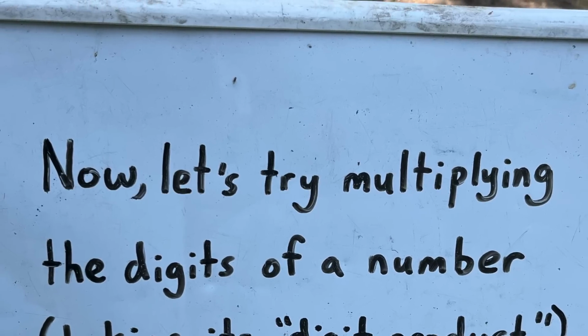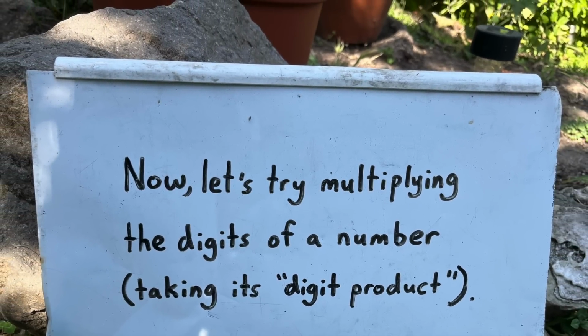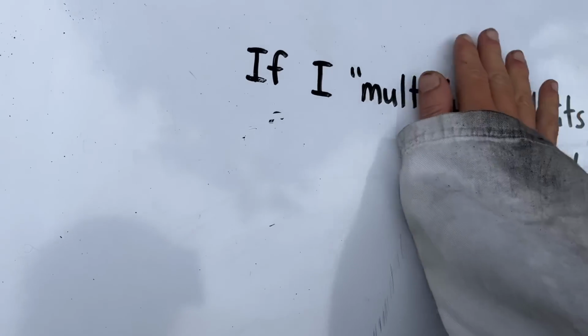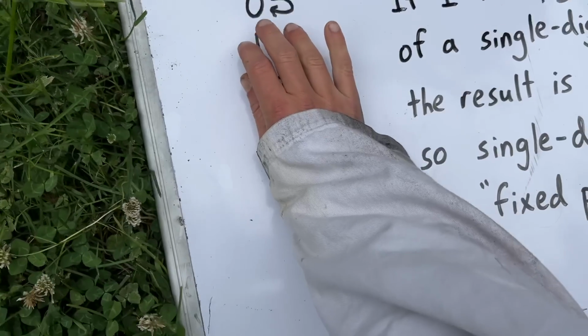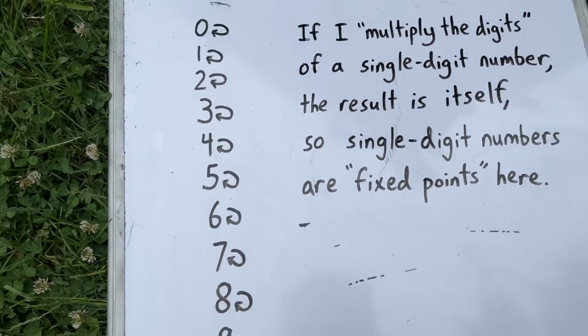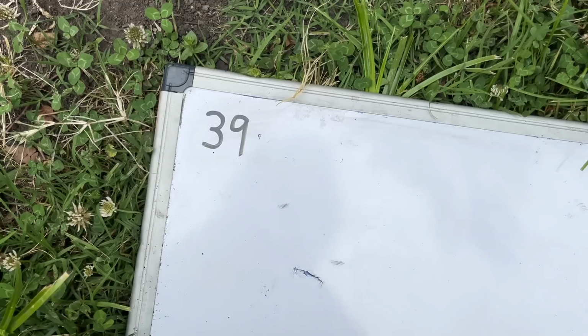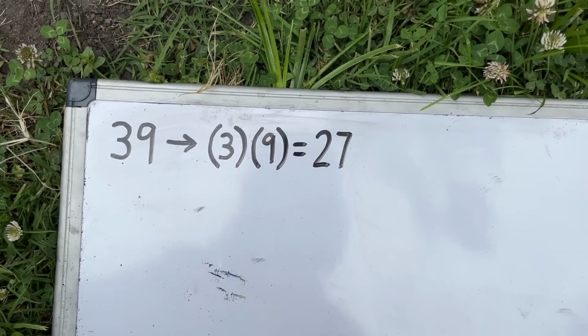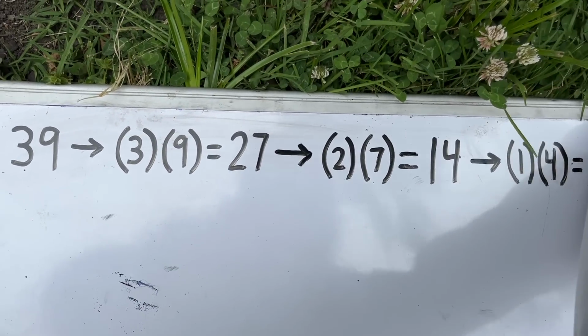Now, instead of adding the digits, we're going to multiply them, taking what's called the digit product. If we do this to a single digit number, the product of a singular thing is technically itself, so single digit numbers lead to themselves and can be called the fixed points here. Whereas if we take the digit product of a multi-digit number, it'll shrink, and if we repeatedly take the digit product, it'll eventually shrink down to a single-digit fixed point.